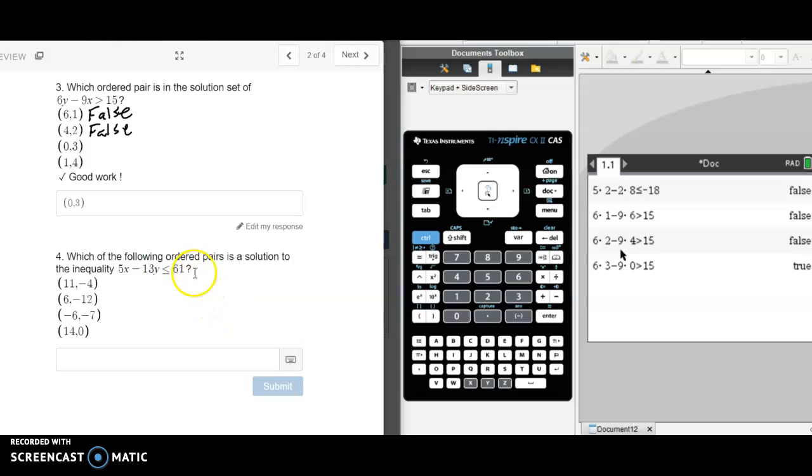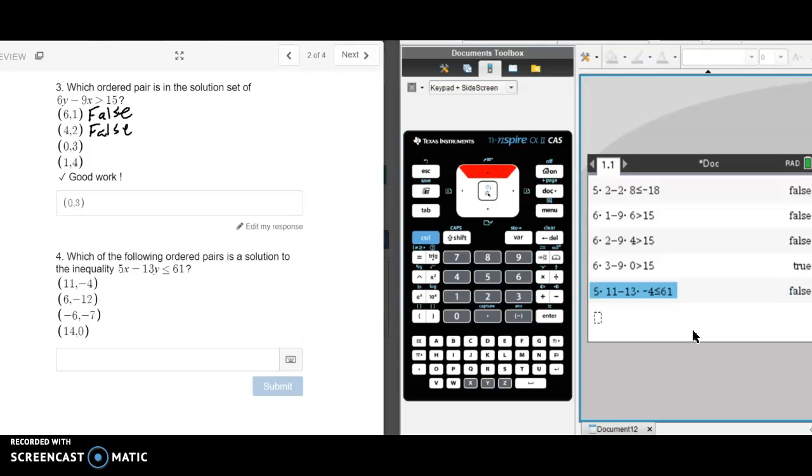Now, the next one is a solutions, and the X is first. So here we go. So I'm going to come here, put my 5, parentheses, 11, close parentheses, minus 13, parentheses, and put my Y, which is negative 4, close it. Then I'm going to do my control equals. I want my less than or equal to, and then I put 61, enter, false. So I don't pick that one.